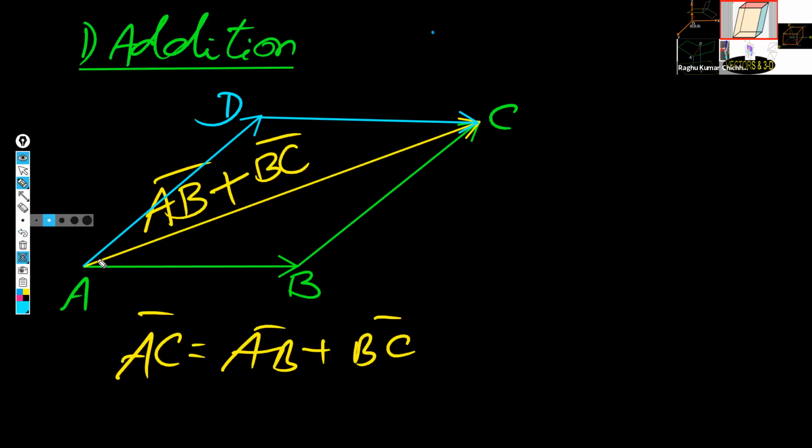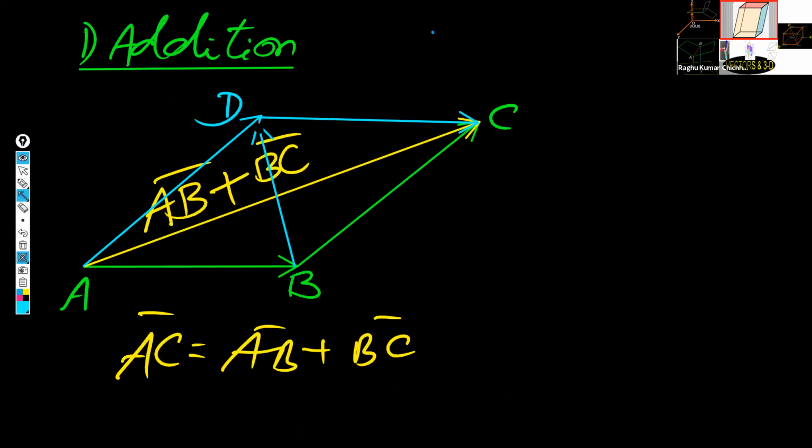If the adjacent sides of the parallelogram are AB bar and BC bar, then its diagonal is AB plus BC. Its diagonal is AB plus BC. And you can write BD also in this case. Let us write BD. What is BD now?